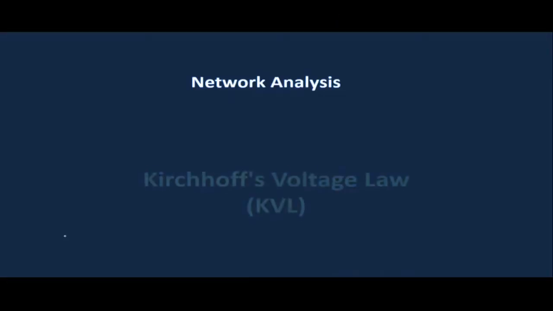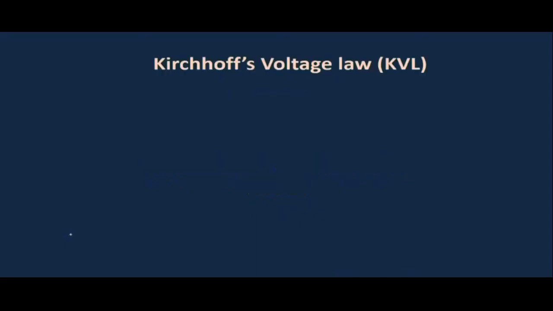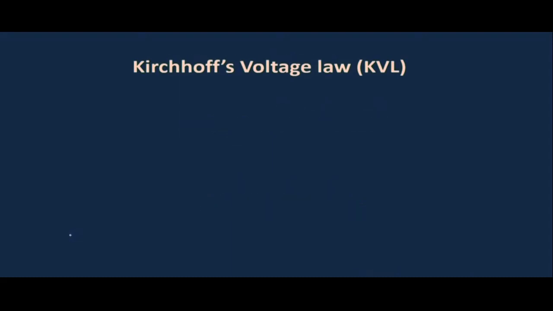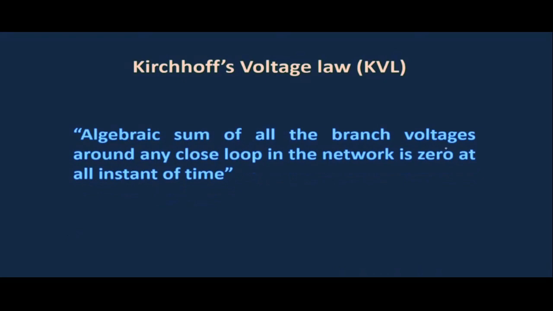Today we will see Kirchhoff's voltage law, or KVL, in the electrical circuit. This Kirchhoff's voltage law is also known as Kirchhoff's second law or Kirchhoff's loop law. So let's see this Kirchhoff's voltage law. According to Kirchhoff's voltage law, the algebraic sum of all the branch voltages around any closed loop in the network is zero at all instants of time.